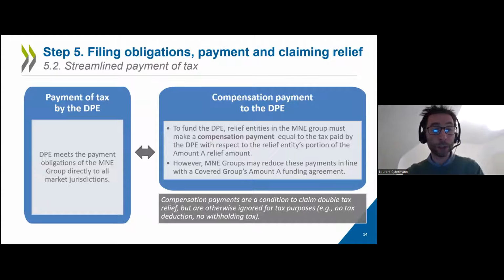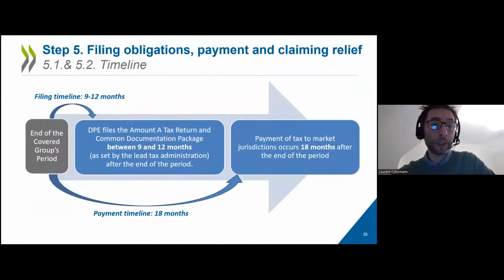So this is the default scheme, but the groups will have the possibility to arrange the funding differently through a covered group's Amount A funding agreement. So single payment of tax by the DPE and funding of the DPE by the relief entities. And also important to highlight is that these compensation payments from the relief entities to the DPE will be disregarded for every tax purpose, either in the relieving jurisdiction or in the DPE jurisdiction. And this is granted by the MLC. So now you can see the timeline of these different steps on the next slide.